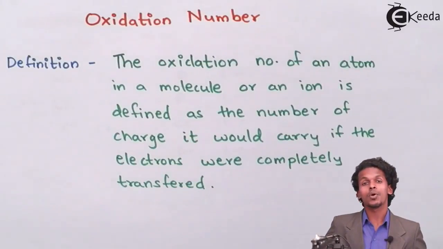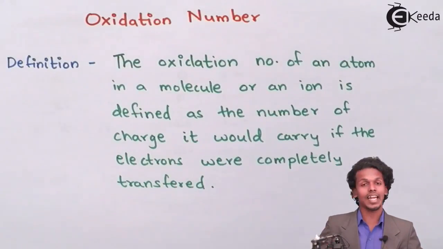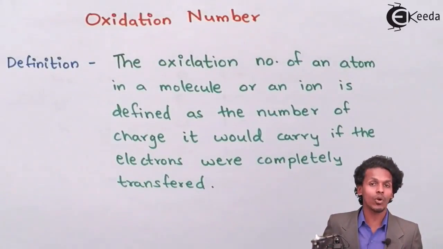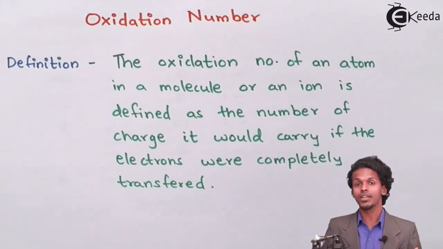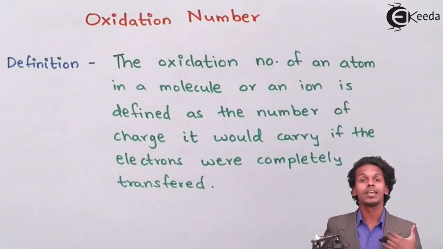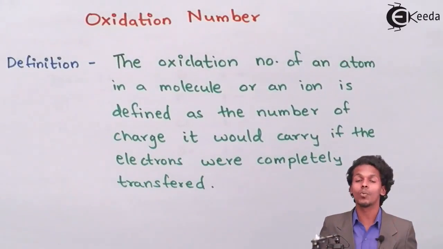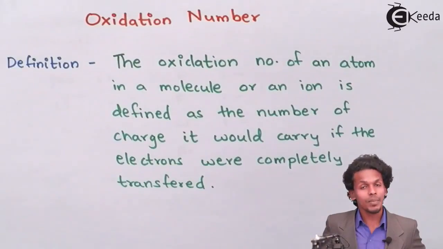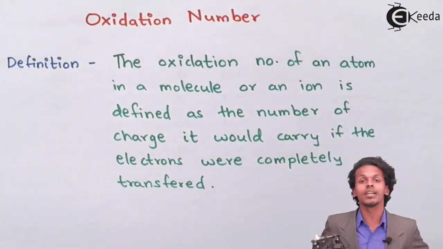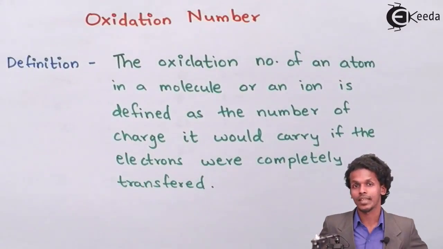And talking about the chlorine atom, the chlorine atom has the capacity to take an electron. So if the chlorine atom takes one electron, then the charge present during the transfer of electron by chlorine will be -1. This -1 represents that the chlorine atom has accepted one electron.